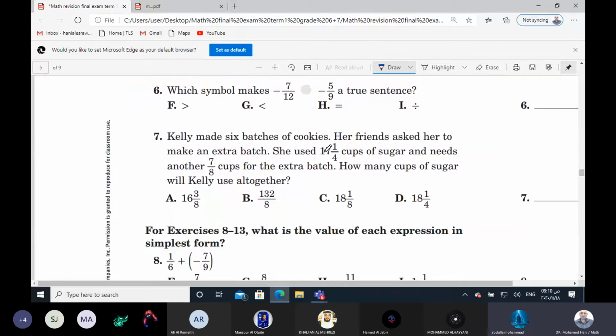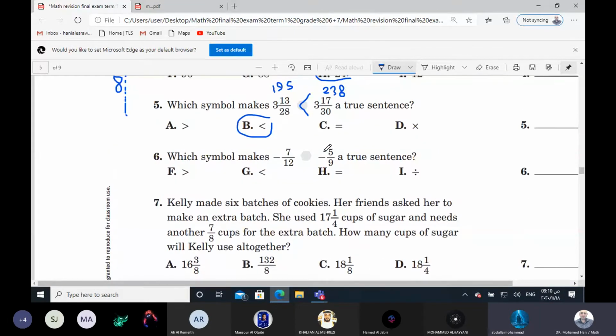I didn't understand number 4. Number 4? Number 5? No, number 4.